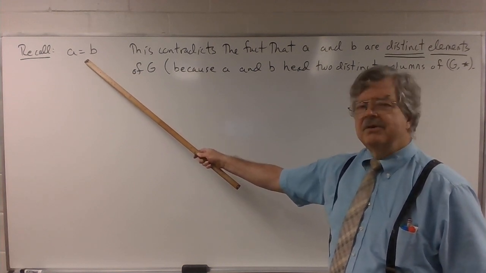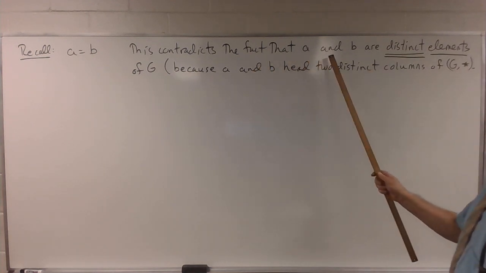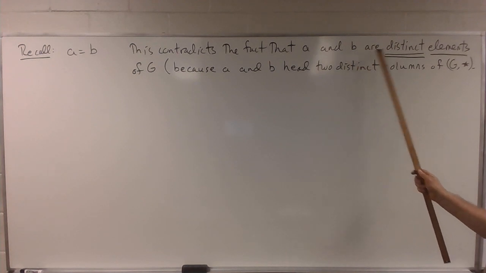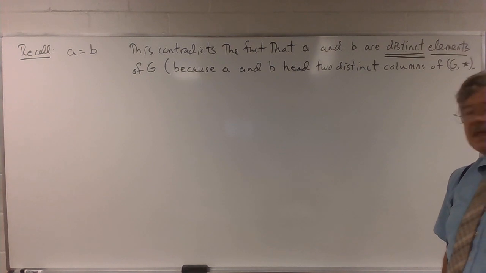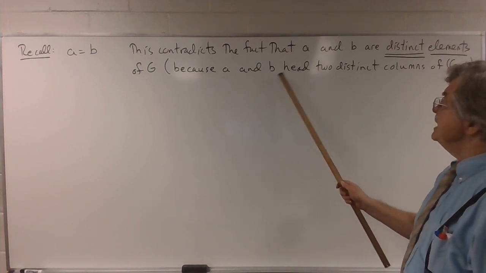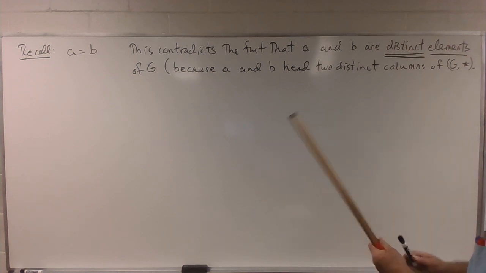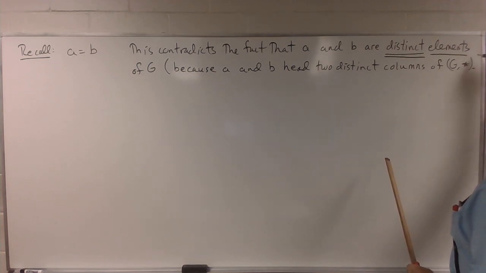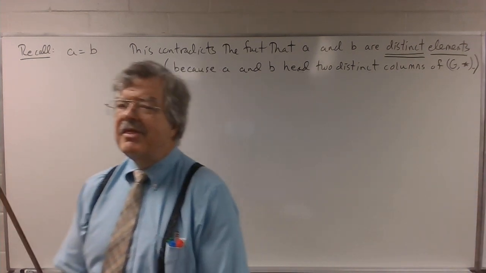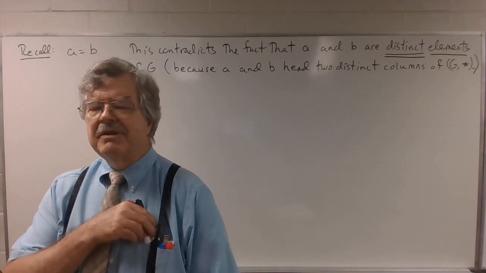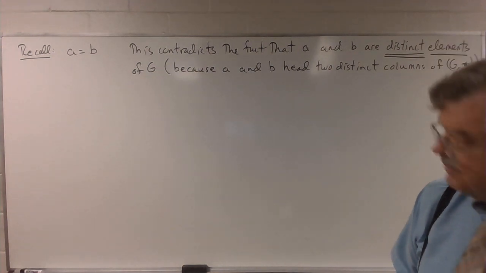We arrive at the conclusion that A and B are equal, but this contradicts the fact that A and B are distinct elements of G. Well, how do we know that? Because A and B had two distinct columns of G. So as the headers of distinct columns of G, they have to be two distinct elements. So where does that leave us?